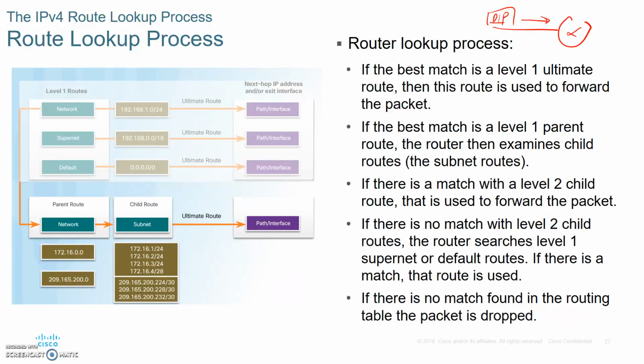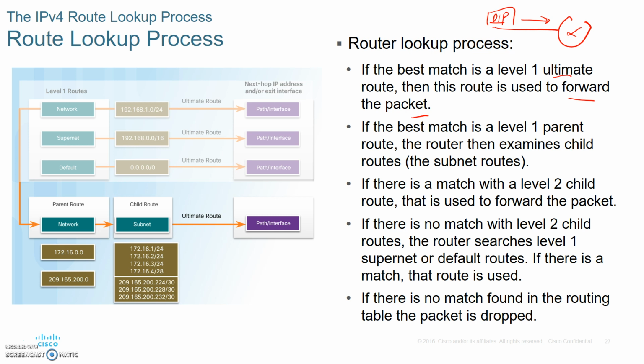Okay, remember the level 1 route will contain all the network addresses. So it will try to match this destination IP address with a level 1 network address. If the best match is a level 1 ultimate route, then it can be used to forward the packet, because remember, an ultimate route has an exit interface or a next hop IP.